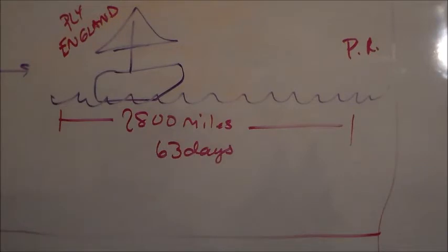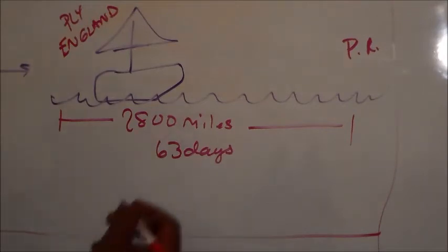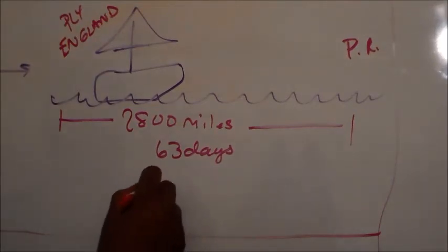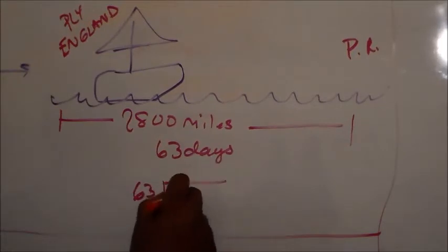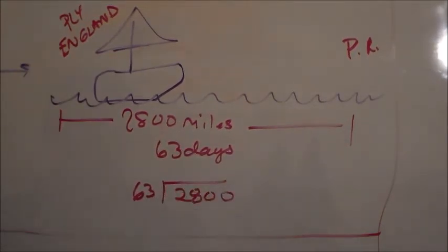And basically what we need to know, when we're executing this problem, is how many miles are we covering a day? Alright, so we can look at how many days it took us and then the miles. So what we would first do is we would divide 2,800 by 63. And you can use a calculator, either online or the one you check out. So that's the first thing I would do. I want to see how many miles I'm covering per day.